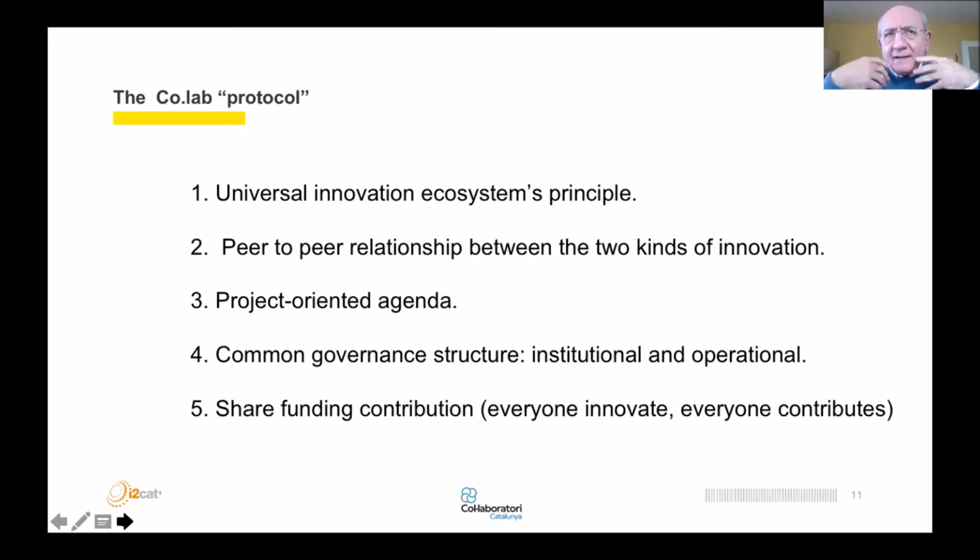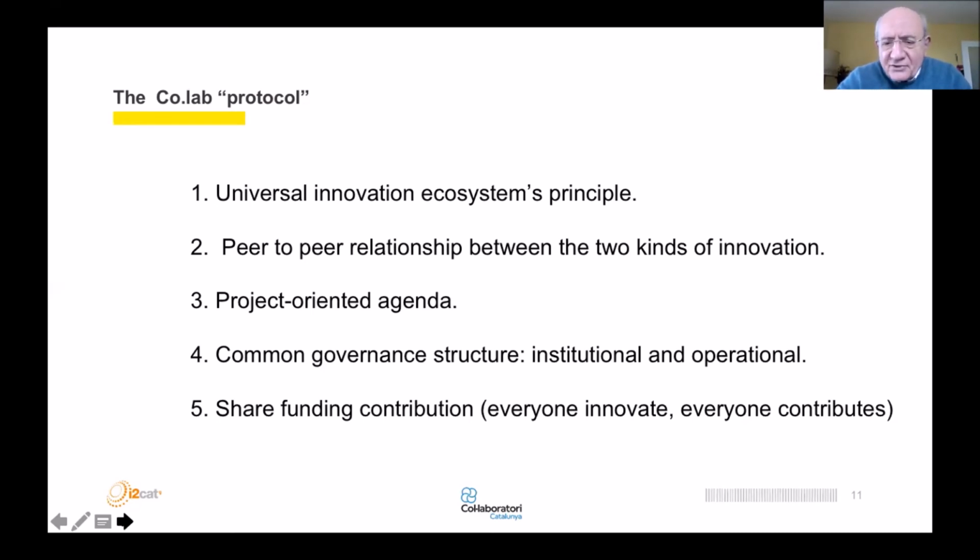We should envision an innovation ecosystem really integrative with the different elements of society. Second, a peer-to-peer relationship between the two kinds of innovation, business-driven innovation and social and cultural innovation. And this is not easy, how to establish a peer-to-peer relationship between these kinds of actors. Third, a project-oriented agenda. If we collaborate, we need to envision and develop new kinds of projects that blend together these actors. Four, a common governance structure, institutional and operational.